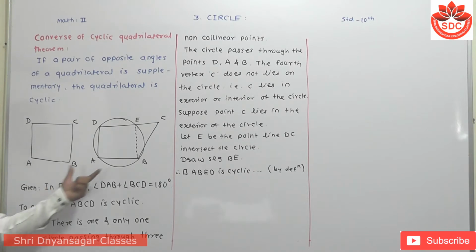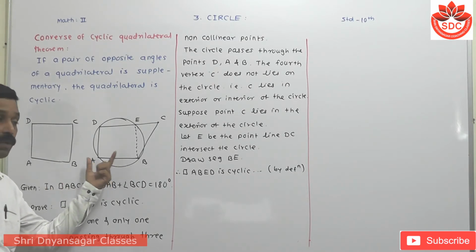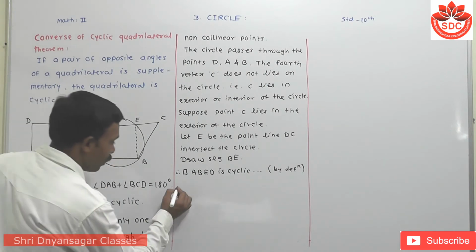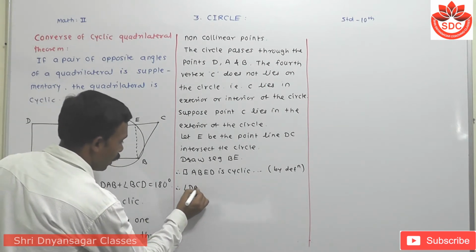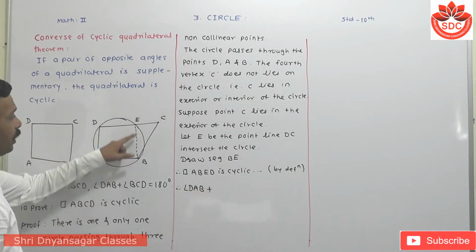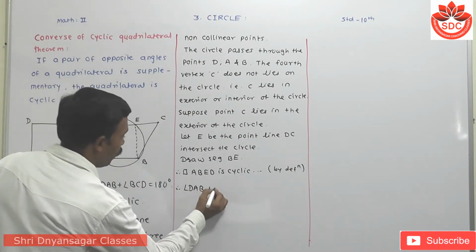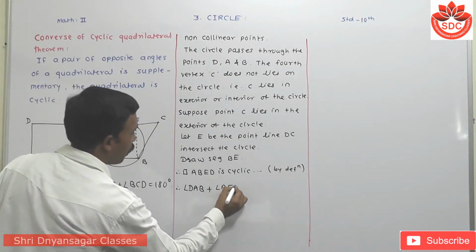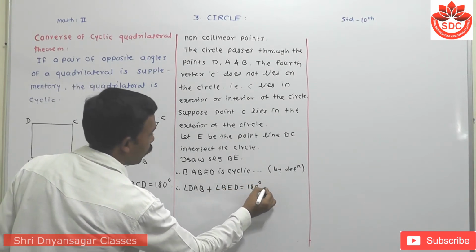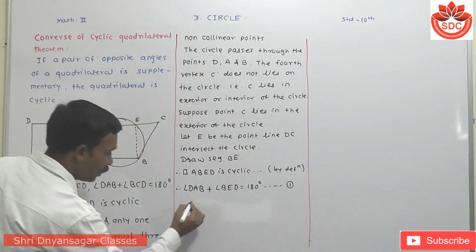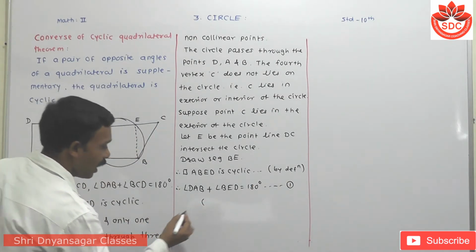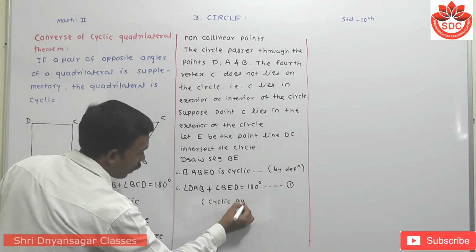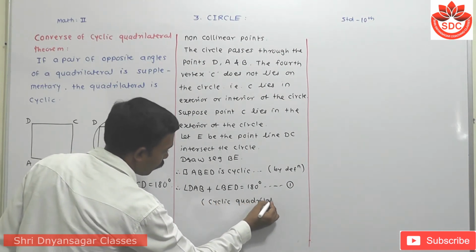Now student, if it is cyclic, then opposite angles of a cyclic quadrilateral are supplementary. So I have taken here DAB. Therefore, angle DAB plus angle BED is equal to how much? 180 degrees. Suppose that this is equation first, and the reason is by using the cyclic quadrilateral theorem.